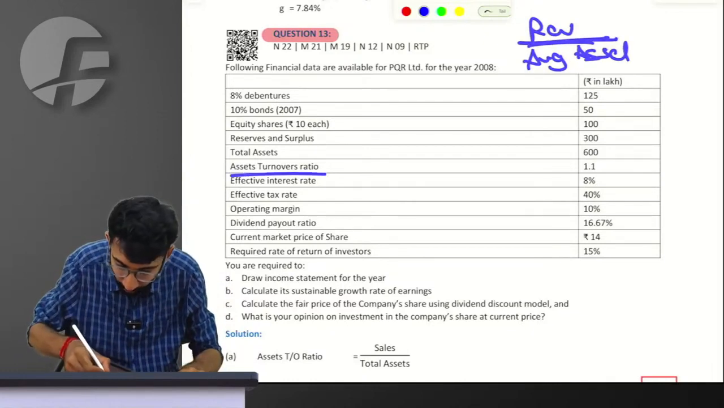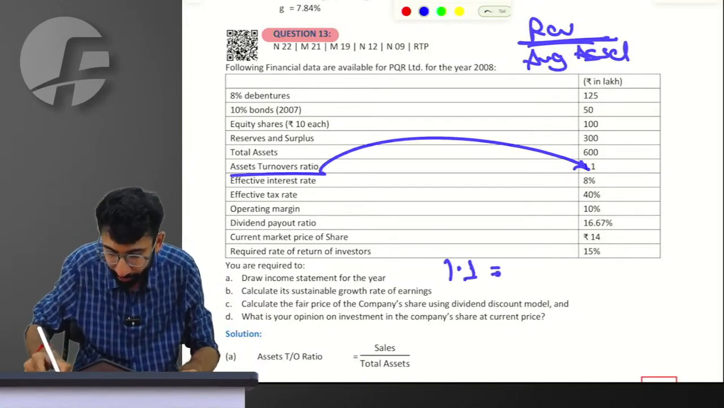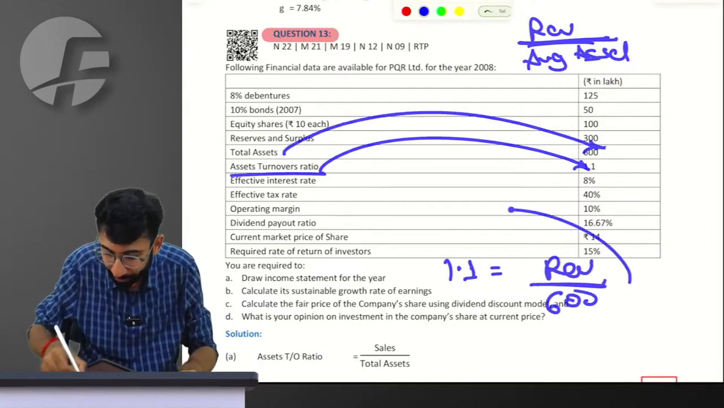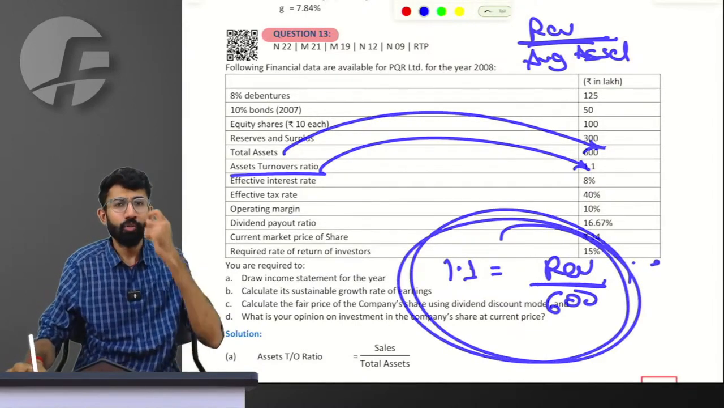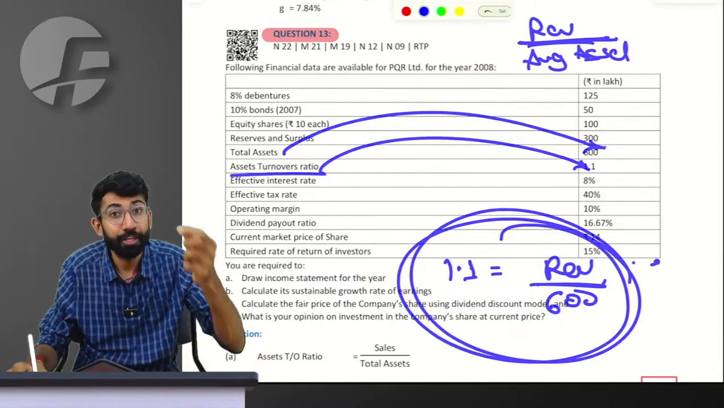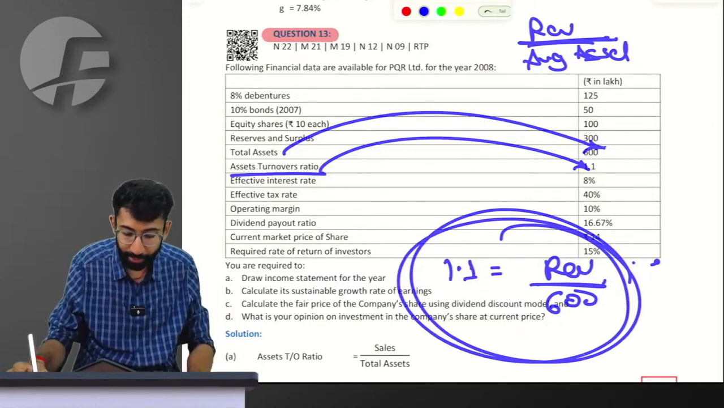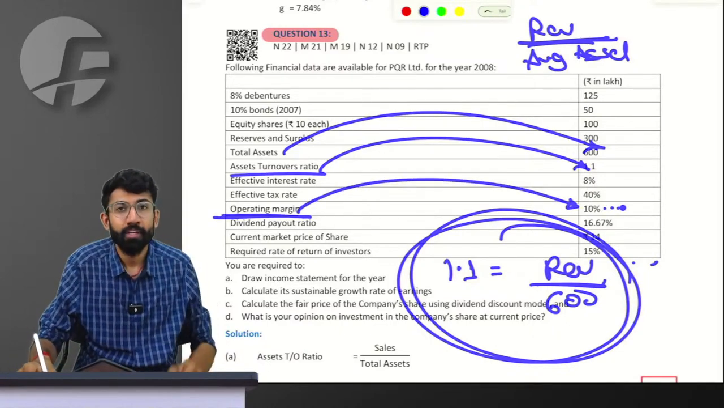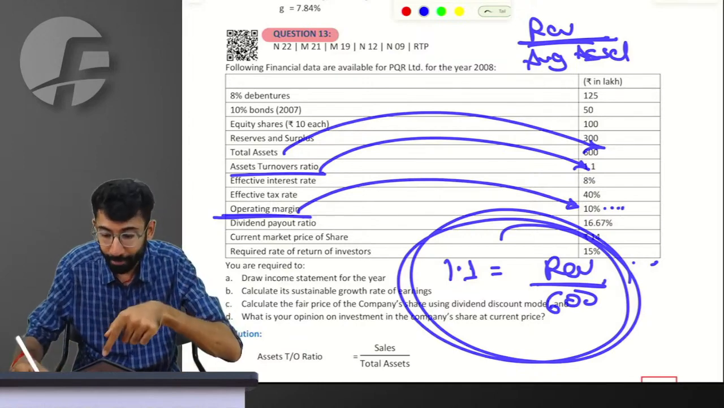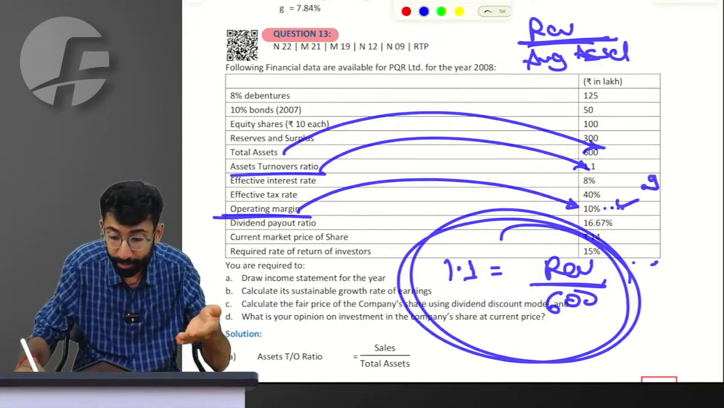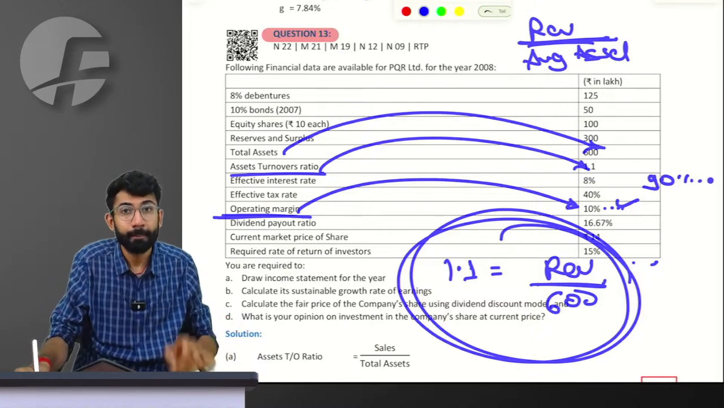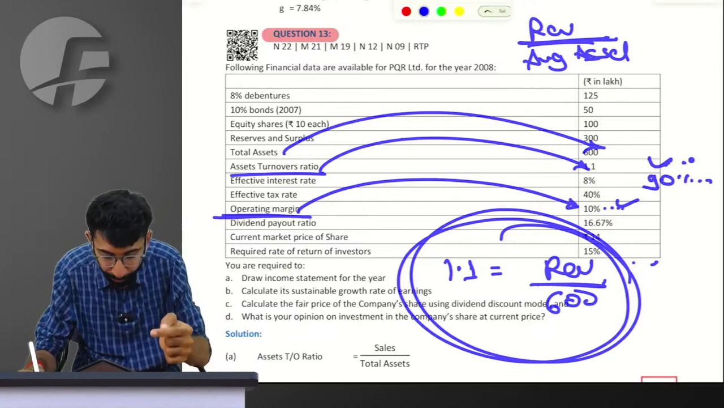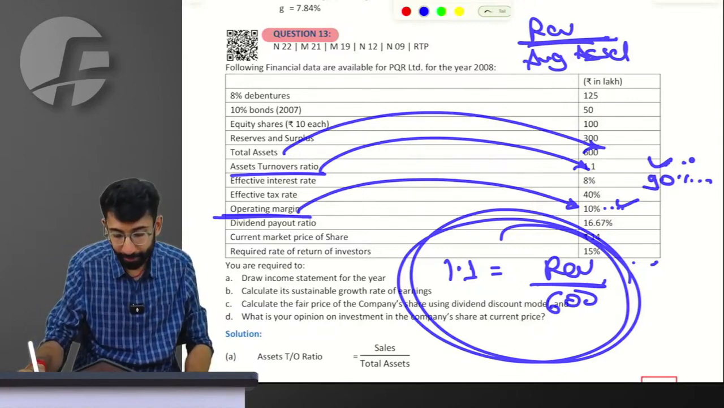So if I have total asset turnover ratio as 1.1 and if I have total assets as 600 available to me, can I back calculate the revenue? This way you will have to use different ratios to ultimately calculate numbers. Similarly, when someone says operating margin is 10%, which means of my sales, EBIT is 10%, which means operating expenses would be 90%, correct? This way you would be able to prepare the income statement.